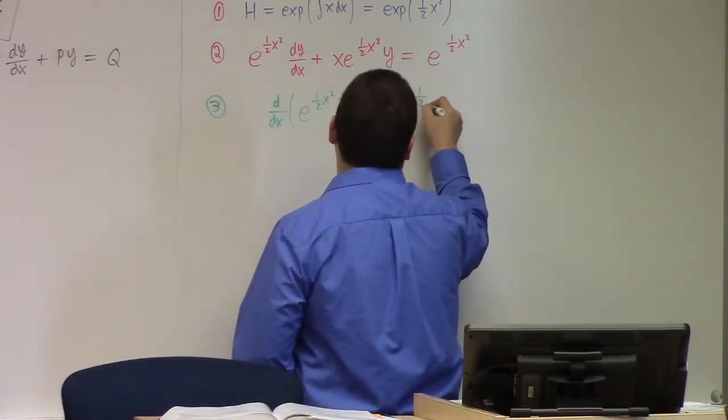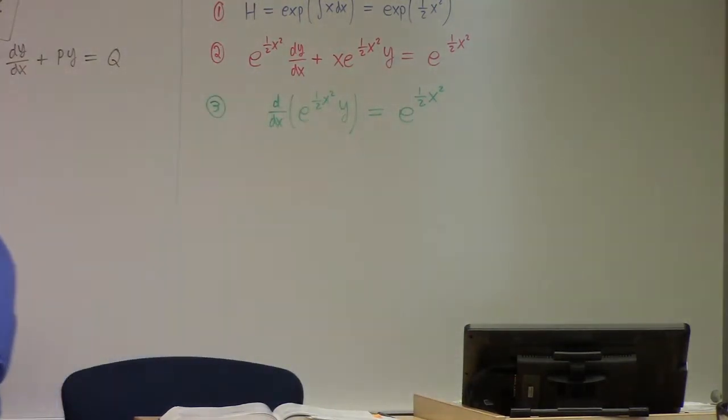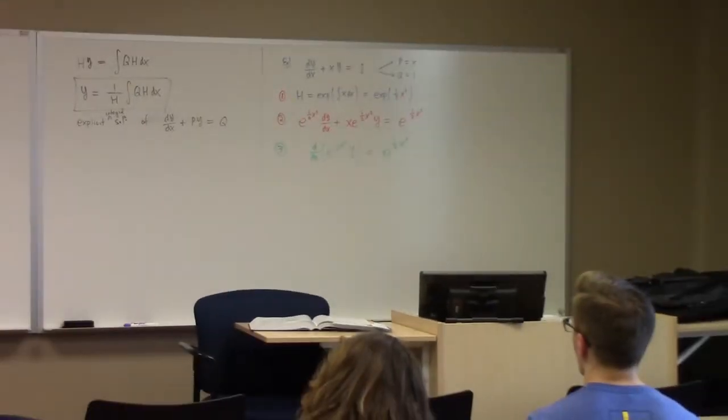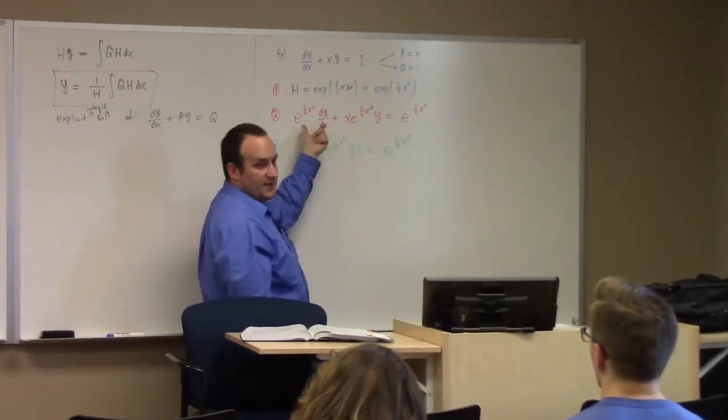So what do you guys think? Did I calculate the integrating factor correctly? Did it work? Try it out. Differentiate e to the 1 half x squared. What do you get? E to the 1 half x squared times what? Times x, right? Which is what we have in the step above. And then the other term, of course, is dy dx by the product rule.